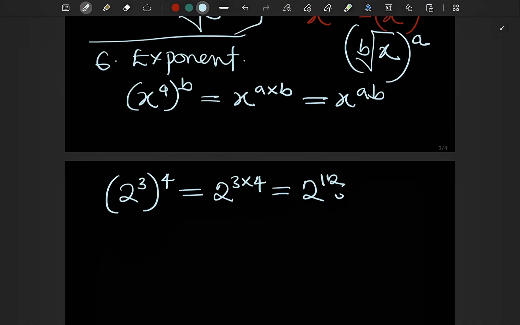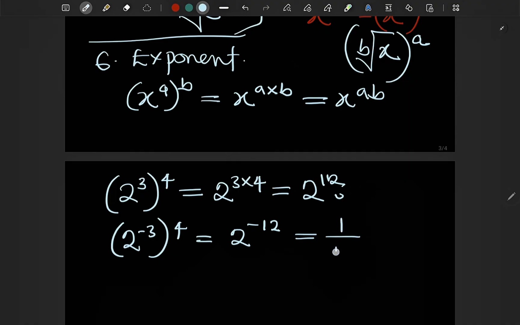How about a case whereby we have negative? 2 raised to power minus 3 all raised to power 4. Therefore, this is equal to 2 raised to power minus 12. This is negative reciprocal. So I would like you to turn it into the positive reciprocal, which is equal to 1 over 2 raised to power 12. This is your positive reciprocal.